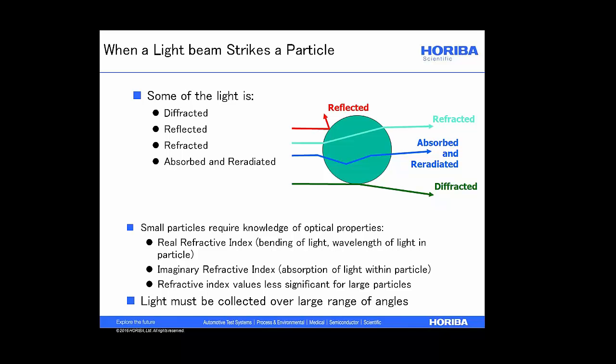If you want to figure out what's happening when light strikes a particle, you need to know about the optical properties of the particle. The real refractive index, which is how light is bent in the particle, or the wavelength of light in the particle. The imaginary refractive index, absorption of light within the particle. I'll throw in the comment that refractive index values become less significant for large particles and for small particles. It's the ones in the middle that get you. And light generally should be collected over a fairly large range of angles, not just the forward angles, but also around to the back angles.